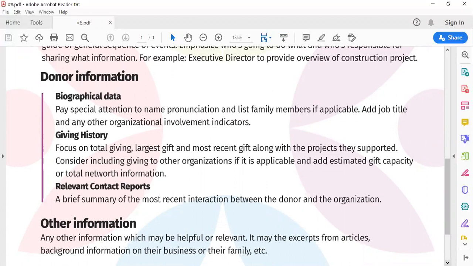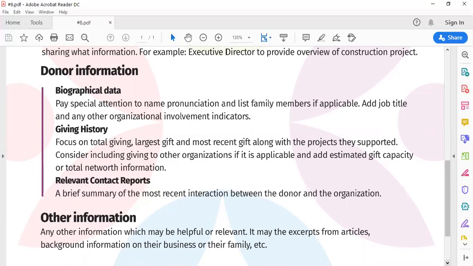And then any relevant contact reports and a brief summary of the last thing that happened in terms of engagement with this particular donor, so that if someone is coming new into the relationship, they already have a little bit of a background on the donor and they can paint the picture. And any other information that you think is going to be relevant for people to know.